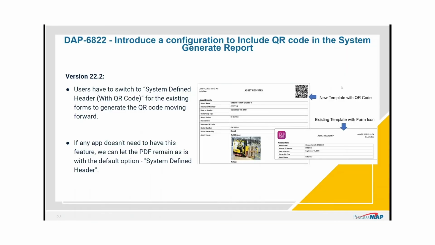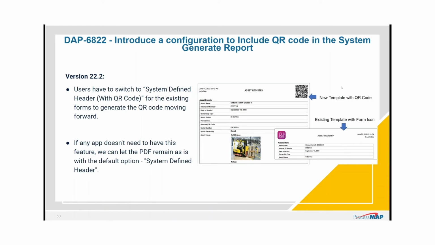In this new version, we introduced a configuration to include a QR code in the system-generated reports. Users have to switch to the system-defined header with QR code for the existing forms to generate the QR code moving forward. If any app doesn't need to have this feature, we can let the PDF remain as is with the default option, System Defined Header.